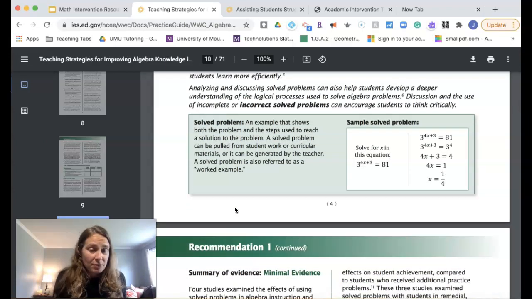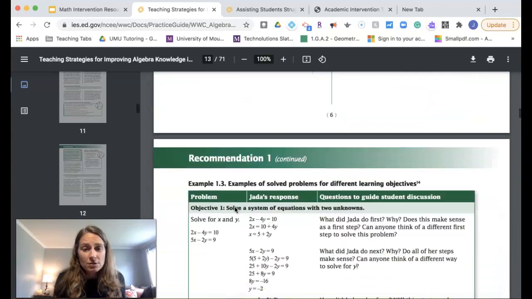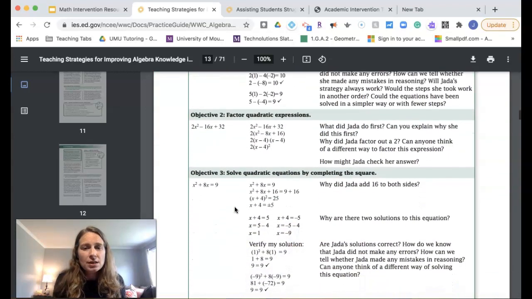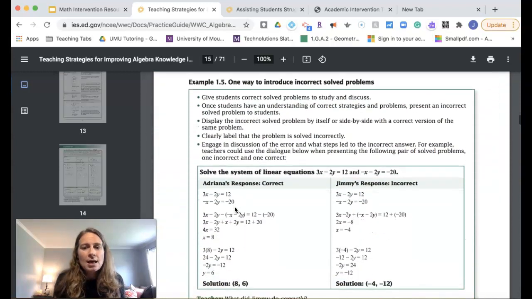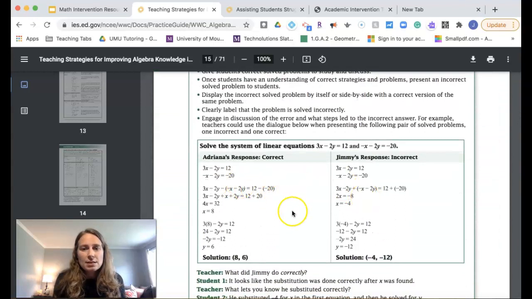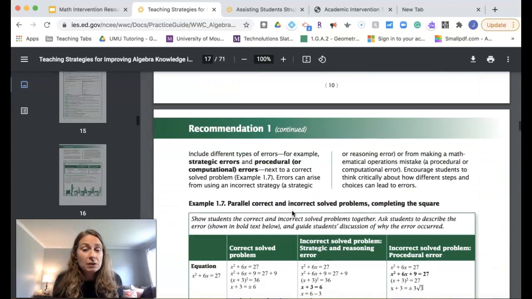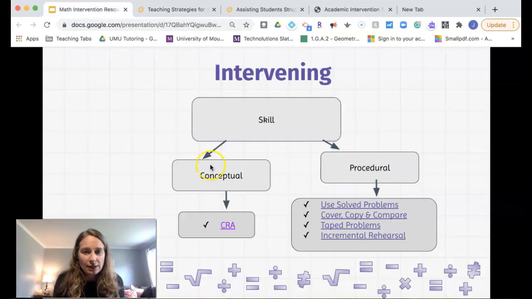This is again from the What Works Clearinghouse, and I like this because they show you different types of solved problems. So you can look at problems that are solved correctly and study those. You can look at problems that are solved incorrectly and correctly. So here are two different responses, and you can see who's right or compare different strategies that way. And then you can also look at solved problems that have blanks that students need to fill in. So they're responsible for some of the information, and they can interact that way.